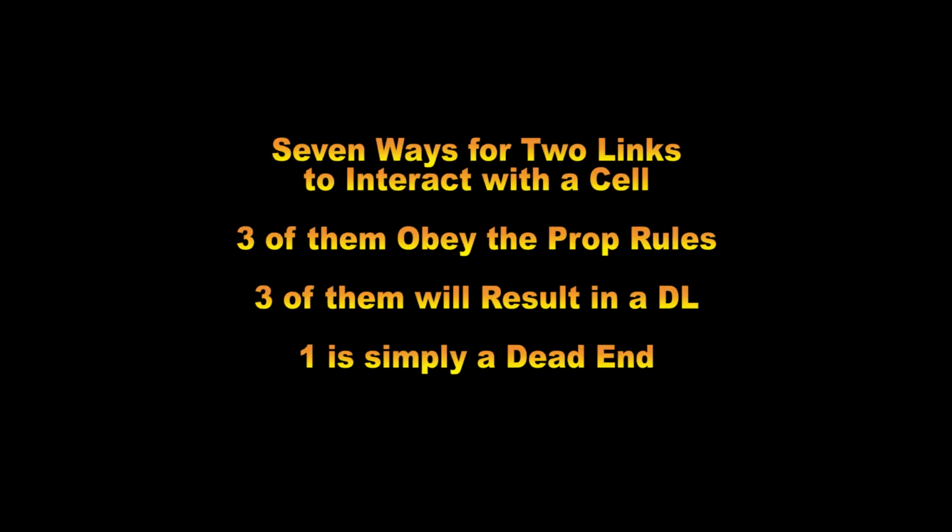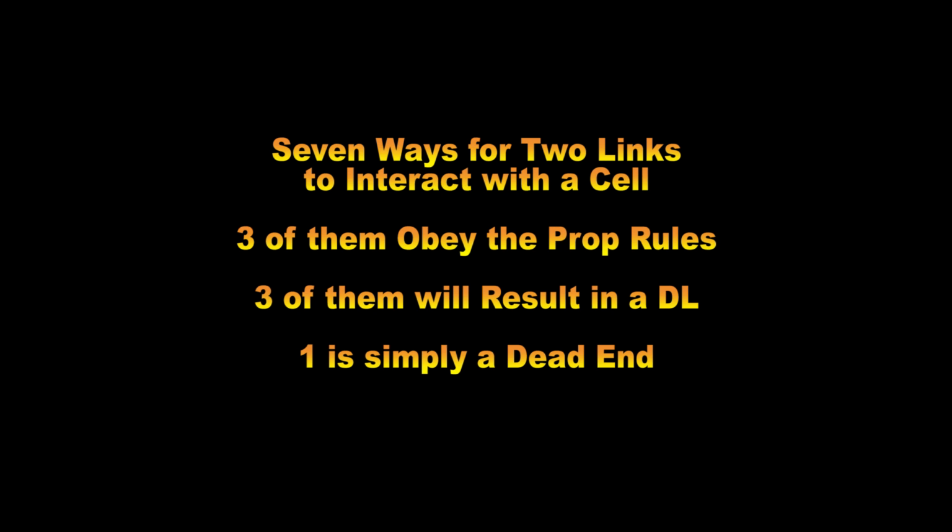There are actually 7 ways that 2 links can interact with a cell. 3 of them obey the propagation rules, and 3 of them will result in a discontinuous loop. And the last way leads to nothing at all. It is simply a dead end.